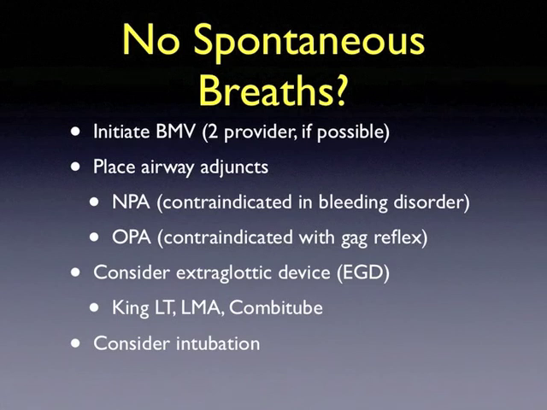If your airway adjuncts don't work, if your bag mask ventilation is still inadequate, you want to consider an extraglottic device, or an EGD, such as the King LT, the LMA, or the combo tube. If all of those efforts have failed, consider intubation.